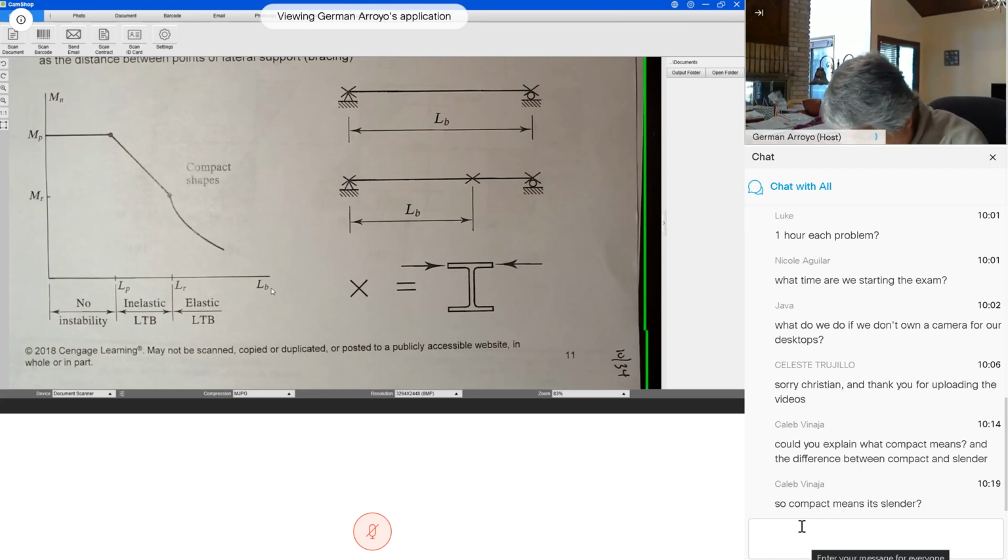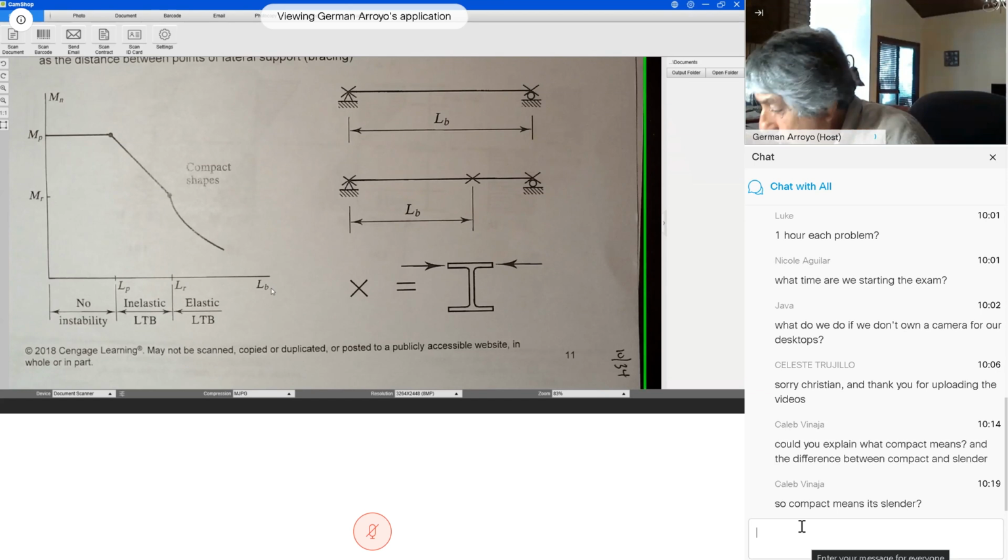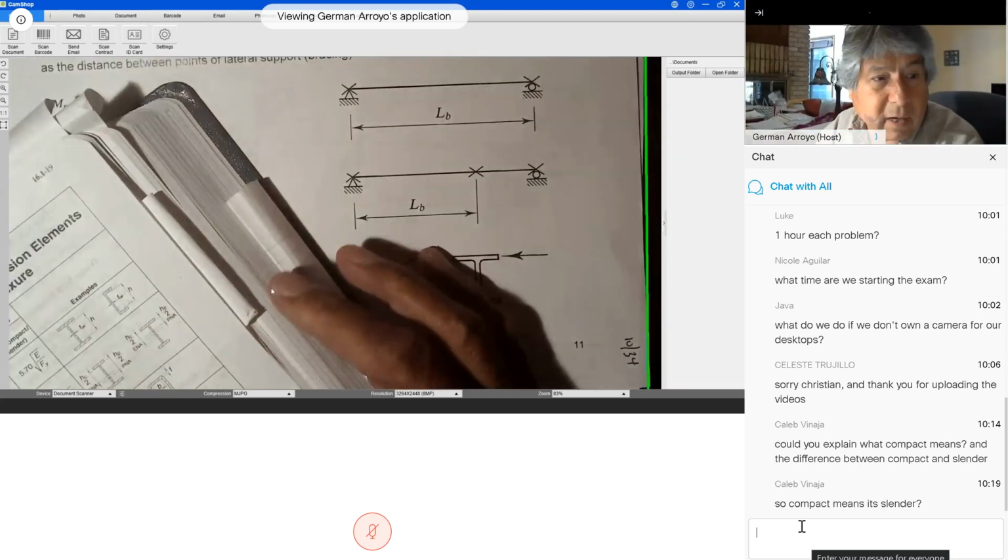So in the code, in chapter B, I want you to go to page 16.119.